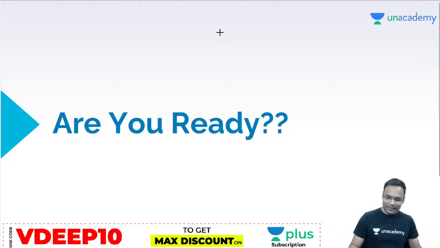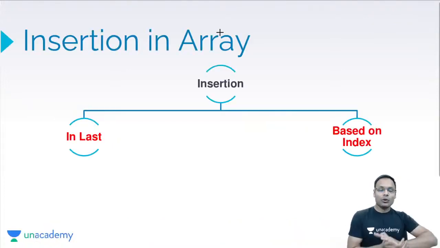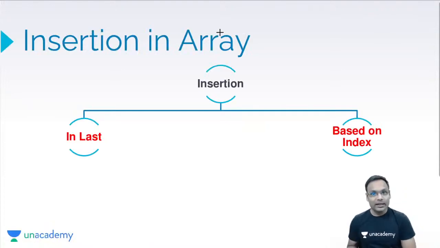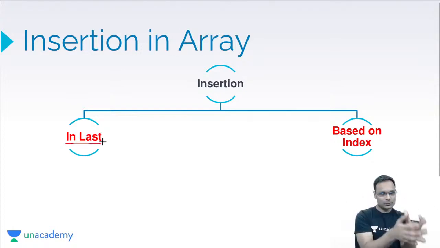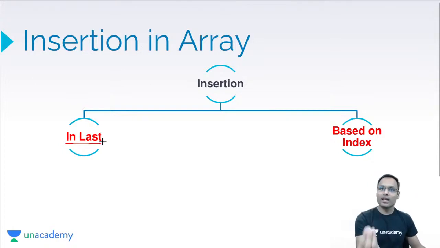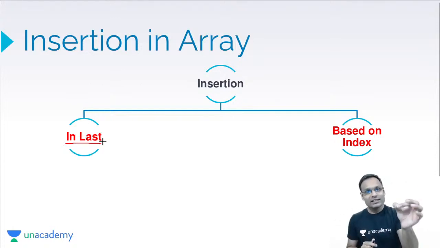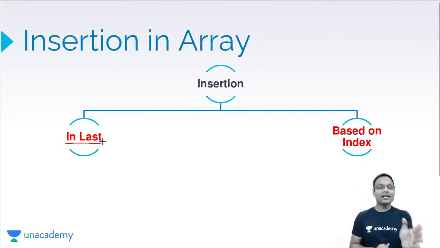Okay, great. Then let's start the session now. First of all, insertion in the array. Insertion in the array can happen two ways. The first way is inserting an element at the last, so wherever the current element is present, on its next index you insert another element. Or sometimes insertion is based on the index, meaning you will have to provide the index, and go to that index and insert.